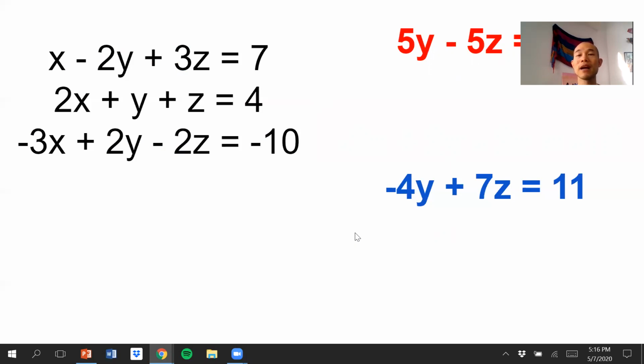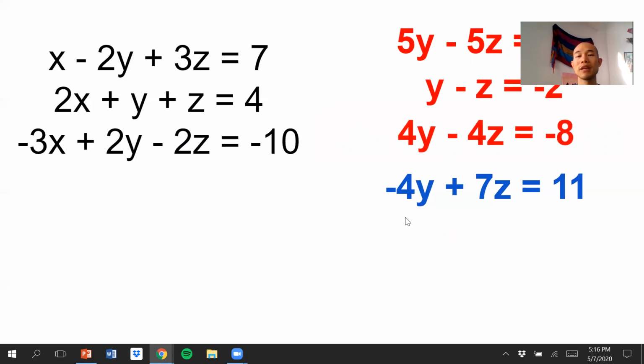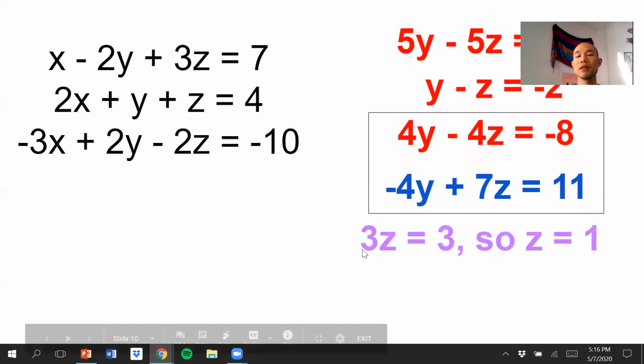I'm going to divide by 5 to everything, multiply by 4 to everything. So now I can eliminate these y's. And so now I can take the red equation, the blue equation, combine like terms, and get z. z is now equal to 1.